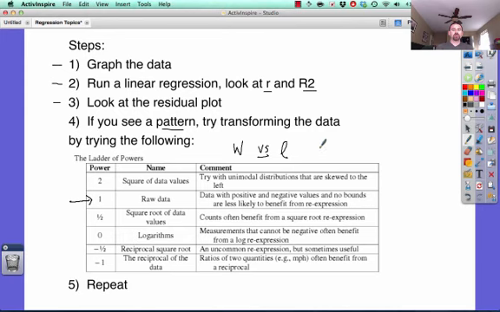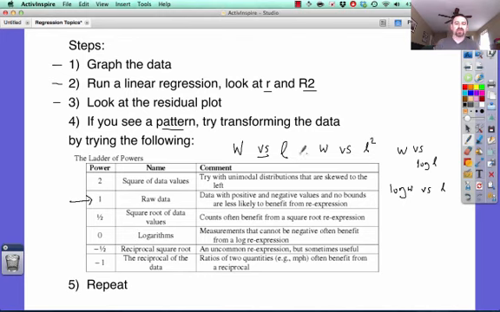I could try to turn this into a quadratic model by graphing weight versus length squared. I could try to graph weight versus log of L, which would make it a logarithmic model. I could graph log of W versus L, which would make it an exponential model. I could take the log of both of them, which would make it a power model. I could take the square root of L, and that would make it a square root model. So you can see there are lots of different ways we can do that.